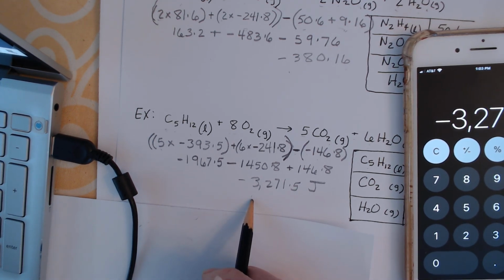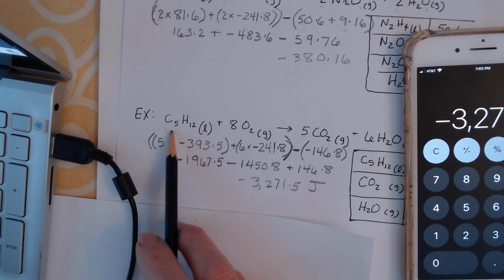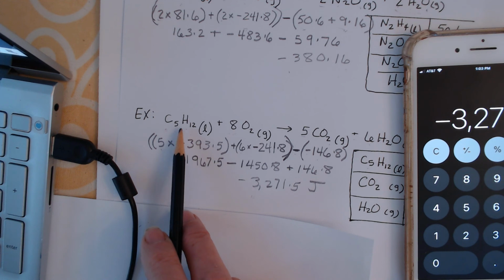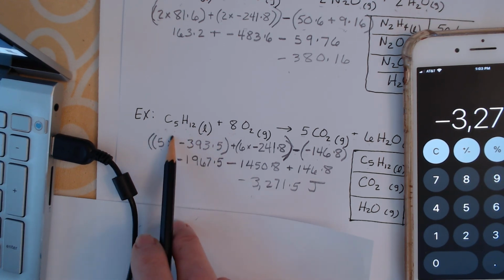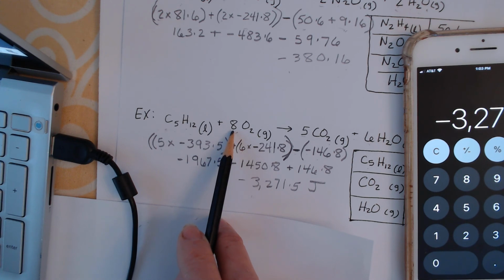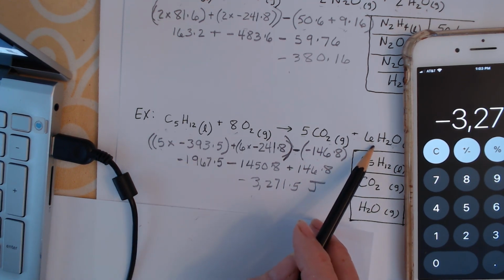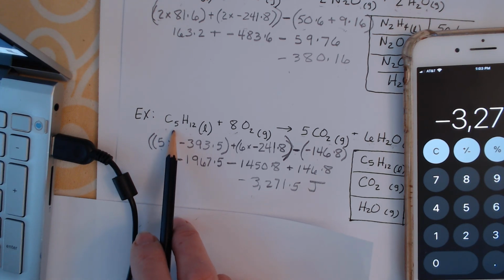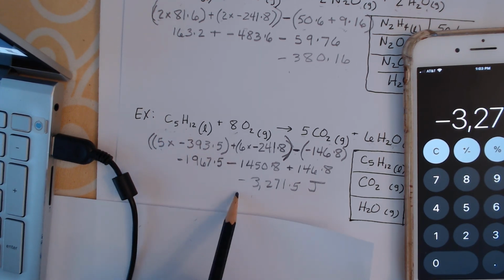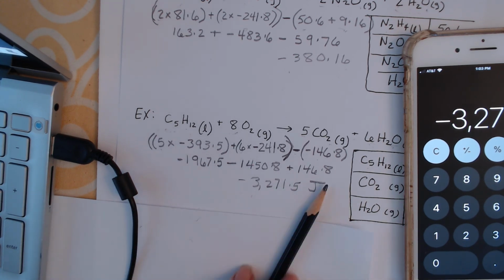Is it exothermic or endothermic? It appears to be extremely exothermic. Does that make sense? Yes. And here's why. If you look at what it is, C5H12 is some sort of a hydrocarbon, right? It's getting oxidized. In other words, it's combusting and it's producing carbon dioxide and water. So this is a classic combustion reaction of a fairly heavy hydrocarbon. So yeah, it makes sense that it would be releasing a heck of a lot of energy out into the environment. So those are some examples of how to do standard heat of formation calculations.